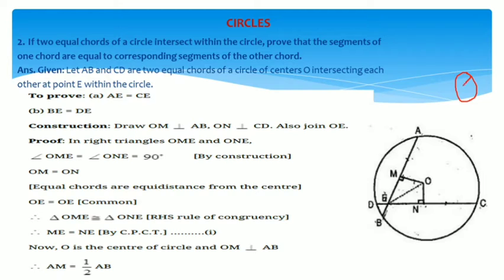Suppose these are two chords, and suppose this is AB, this is CD, and they are intersecting at point O. Now, what do we mean by segment of the chord? Segment of the chord means for chord AB the segments are AO and OB. For chord CD the segments are OC and OD.